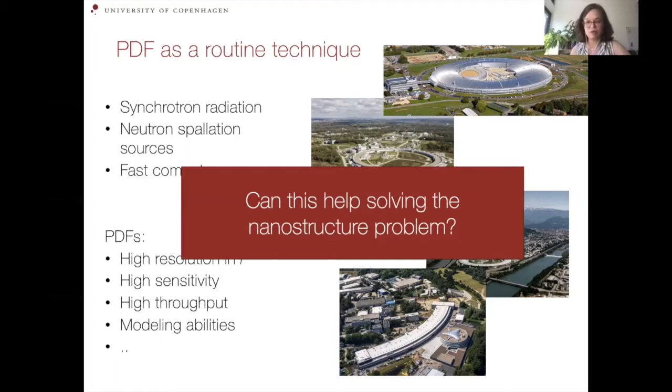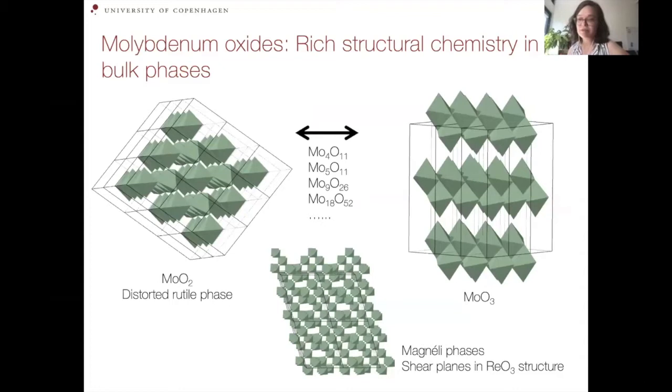One of the examples I want to show you today is on molybdenum oxides. This is one of our favorite materials because it has an extremely rich structural chemistry in bulk phase and also in the nanophases, as we'll see. You can stabilize a lot of different molybdenum oxides. This is MoO2, which is the distorted rutile phase. And then you can synthesize also MoO3, the oxidized version. And in between, you can form what are called Magnéli phases, which are defined stoichiometric phases, but where you have crystallographic shear planes. We'll get back to that.